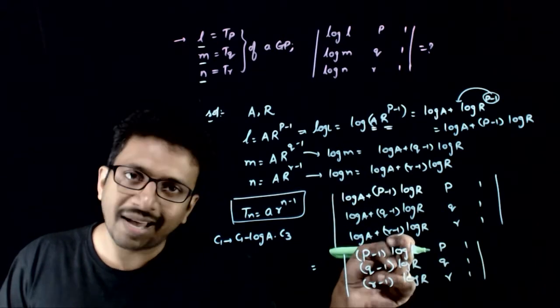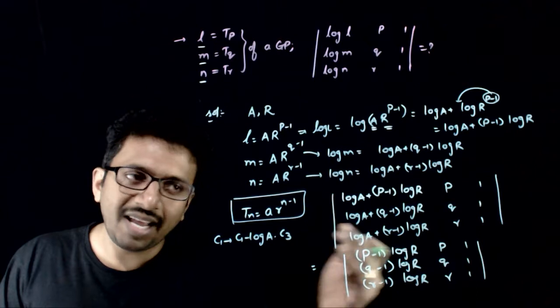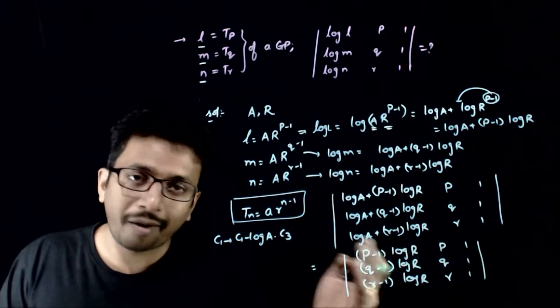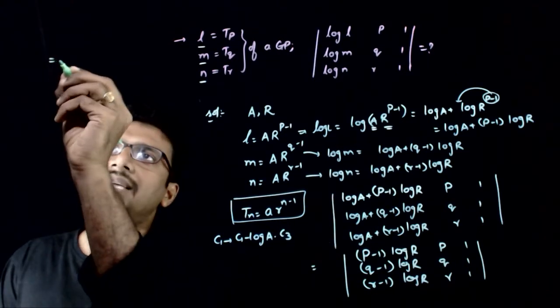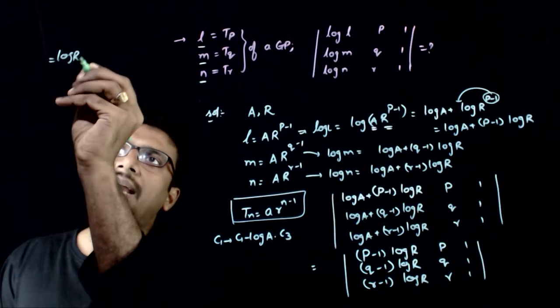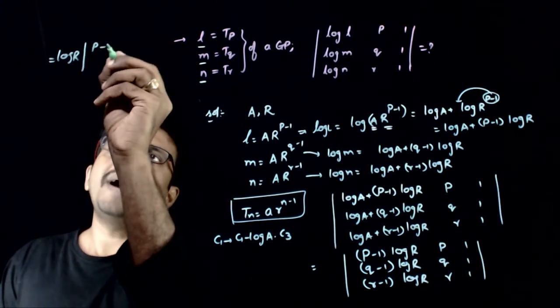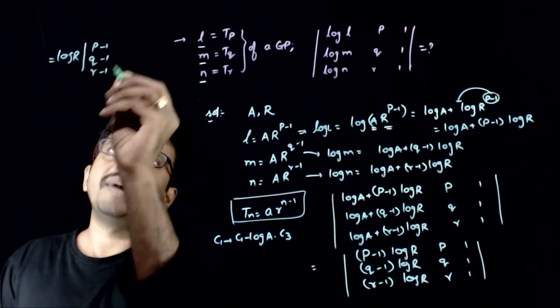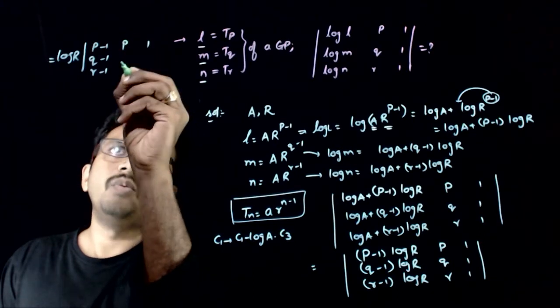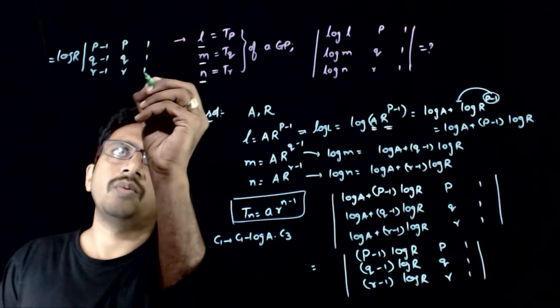Now in this, log R is a common term, so you can take log R outside. This is equal to log R times the determinant of P minus 1, Q minus 1, R minus 1, then P, Q, R, and 1, 1, 1.